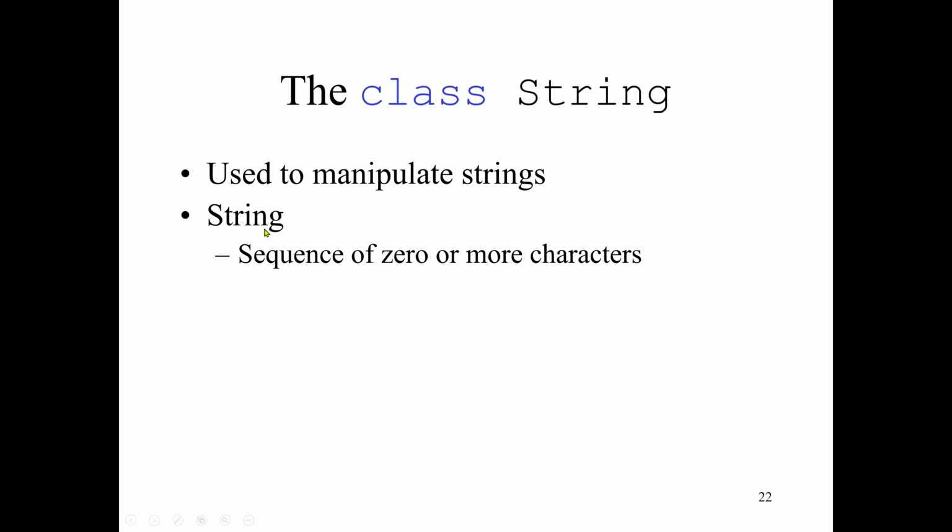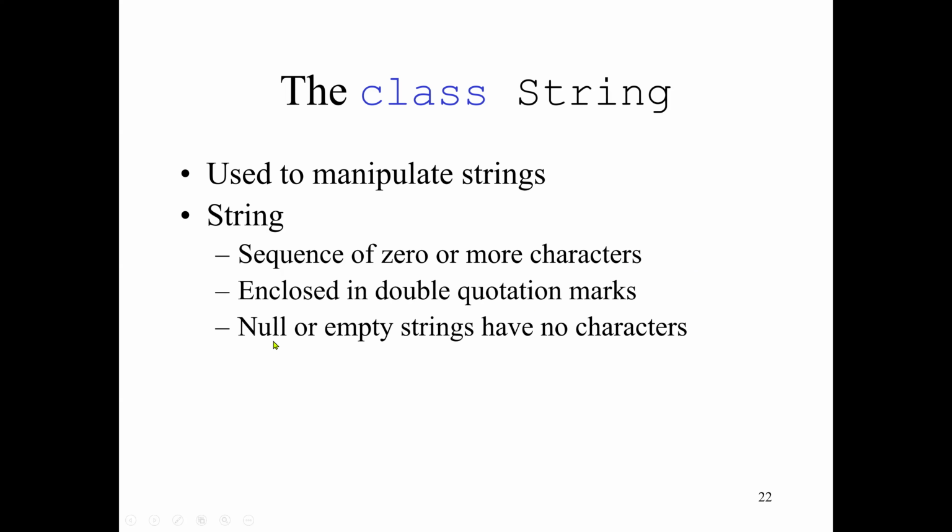So here we say a string is normally a sequence of 0 or more characters. Zero means an empty string. We just have only the double quotation marks, nothing inside. So the string, we always enclose it in double quotation marks. We can have a null or empty string. So as we said, the sequence of 0 means there's nothing, an empty string.